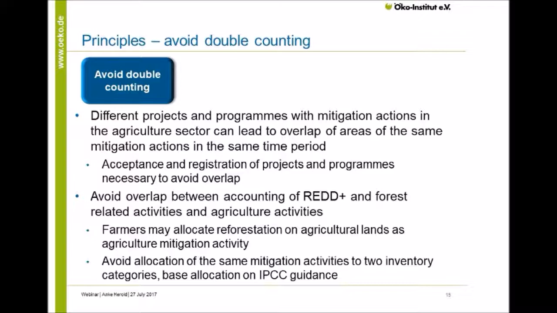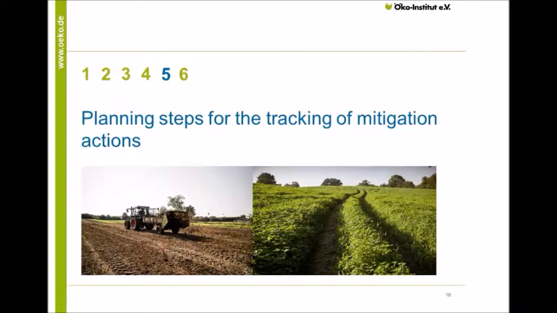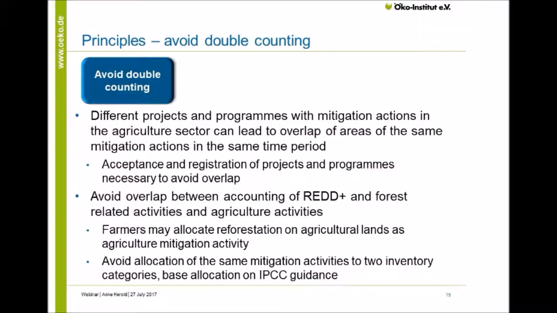For example, working with farmers in relation to grazing activities. There we have seen that the farmers allocate reforestation activities on their agricultural lands as agricultural mitigation activities, whereas those in the country working with forests or REDD+ activities would put the same activities in the scope of the REDD activities in the country. So to avoid the allocation of the same mitigation activities to two separate inventory categories, it may be useful to use the allocation as it is suggested by the IPCC guidance.